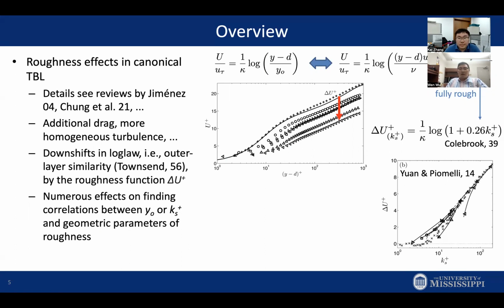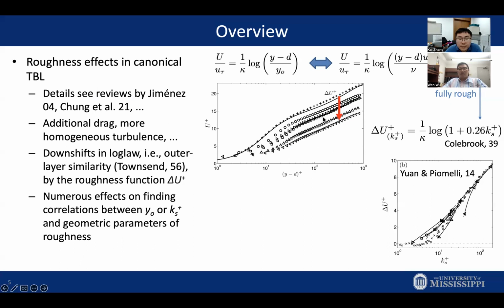Luckily, the profile that we use for a smooth wall still applies to some extent for a rough wall flow. Basically, it still follows this log law in inner units, but there's a downshift, as shown by this red arrow.